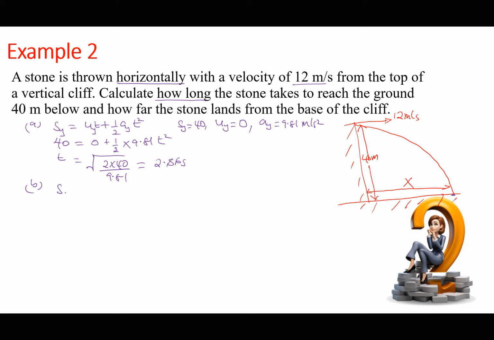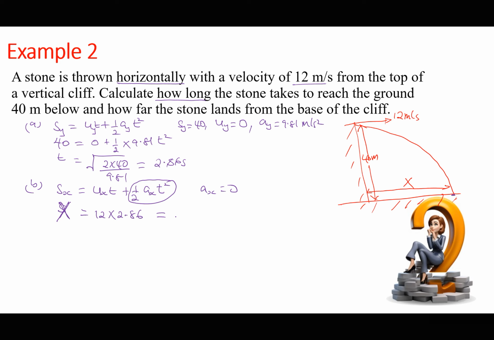So using the same equation s, but this time in the horizontal, because how far it lands is in the horizontal. S in the horizontal is going to be initial velocity in the horizontal times t plus a half times acceleration in the horizontal times t squared. Remember, acceleration in the horizontal is equal to 0, which means this part will be 0. Initial velocity in the horizontal is 12, so s in the horizontal, which is just x, is going to be equal to 12 times t, which is 2.86, because time is a scalar quantity.